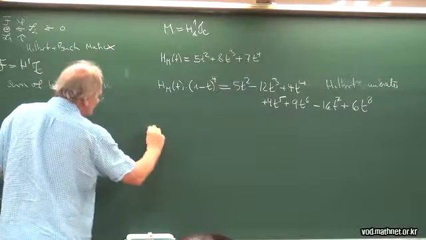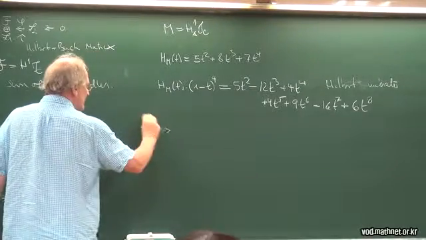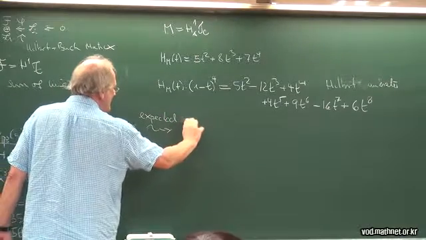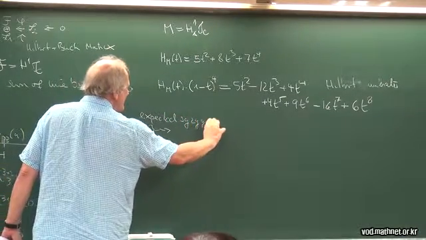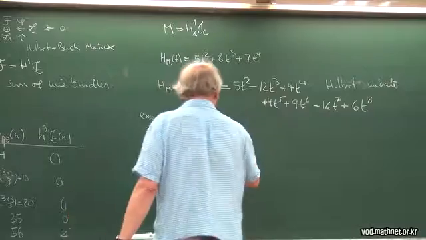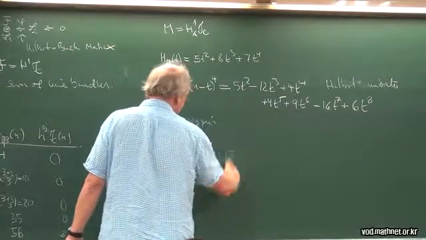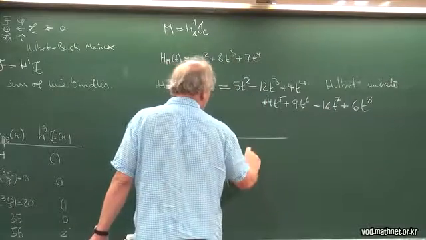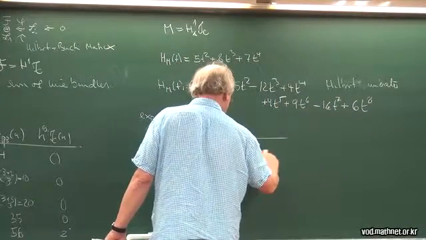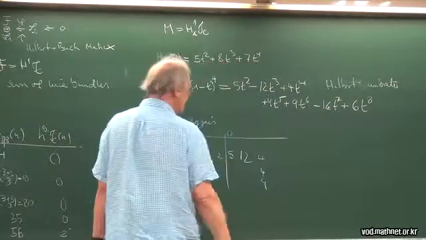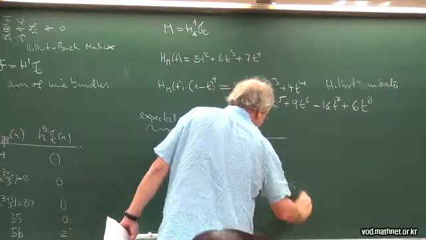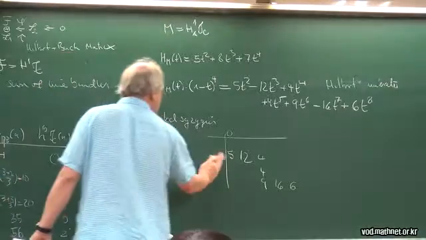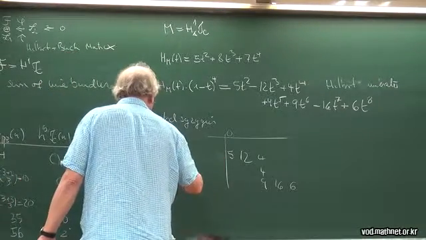And I deduce from this the expected syzygies. I have 5 generators in degree 2. Then 12 here, 4, 4, 9, 16, 6. So this is the Betti table of M.